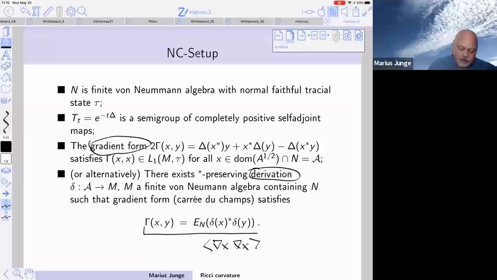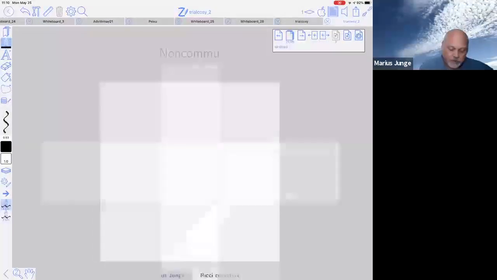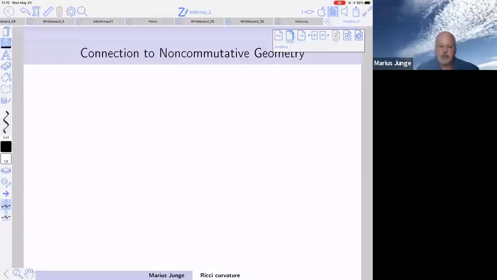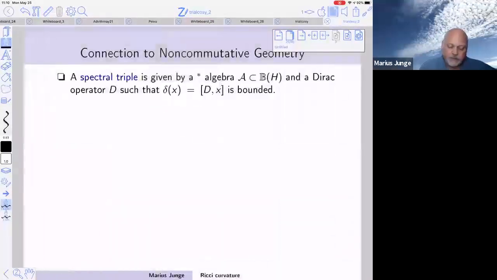And of course, I will assume here in my setting that this derivation sends the algebra of smooth functions into a larger finite von Neumann algebra containing the original one. So I have this finite von Neumann algebra floating around all the time, and that is the setting which helps me. Do I explain how that works? Yeah, I will explain how that works in the classical case in a moment, but I first want to make the connection to non-commutative geometry.